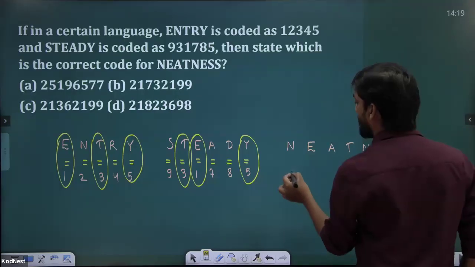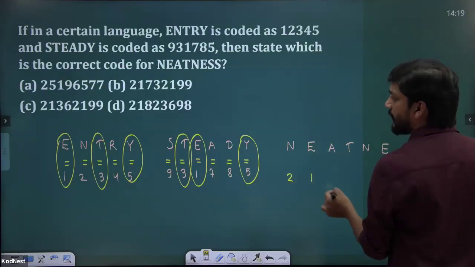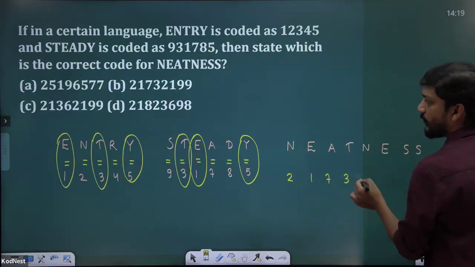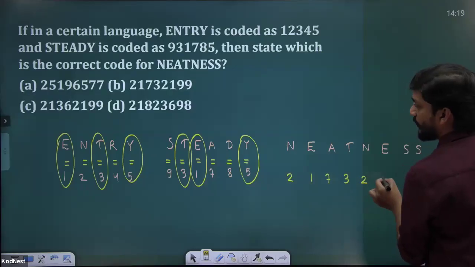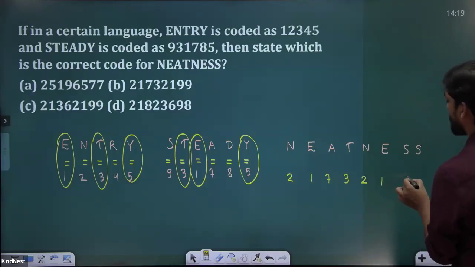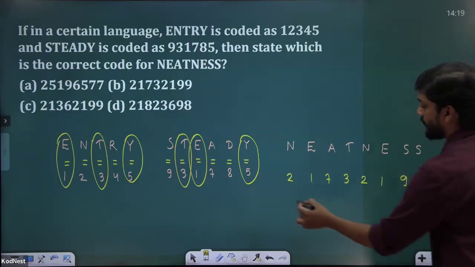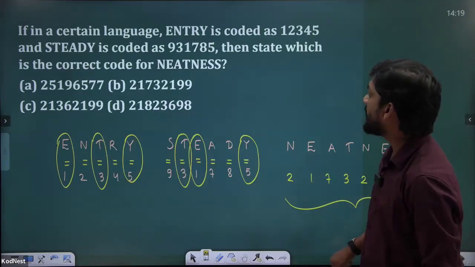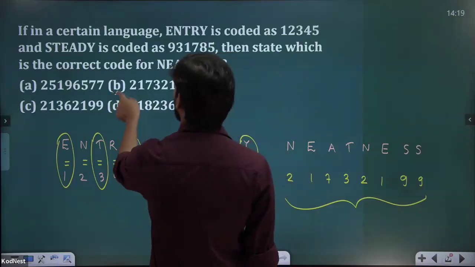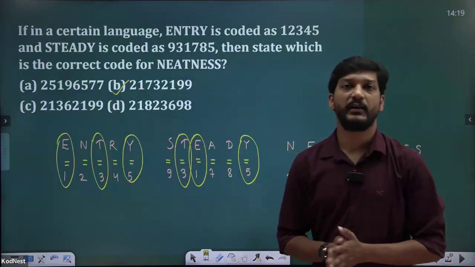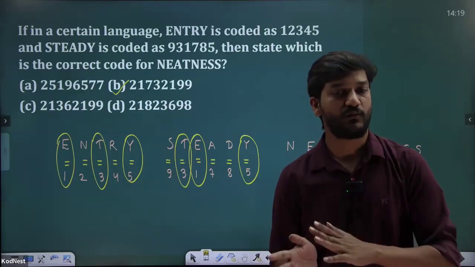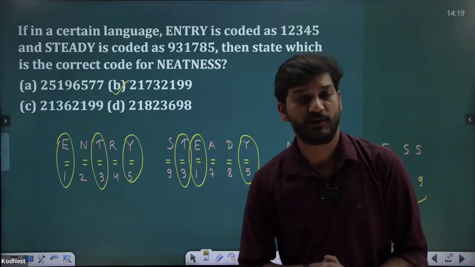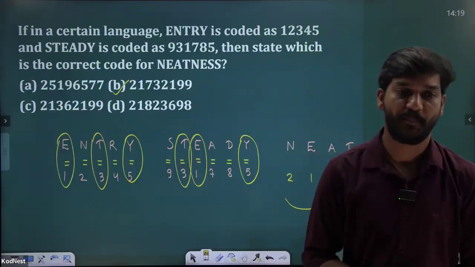So this is what we have to write here. The code of n is 2, code of e is 1, then code of a is 7, code of t is 3, code of n is 2, code of e is 1, then s code is 9. So we just have to copy paste it as fast as possible. So 21732199. This is how we will get the code. This is one different way of coding. Please carefully see. Anything so far which is doubtful, please confirm.